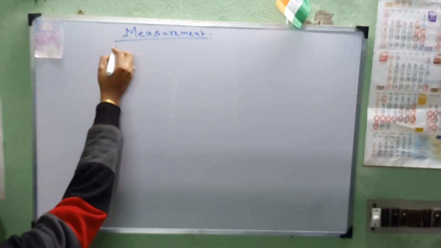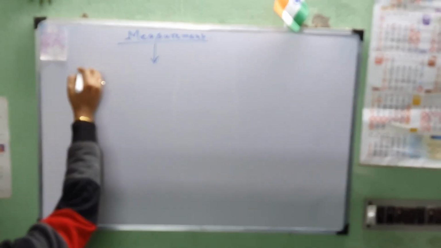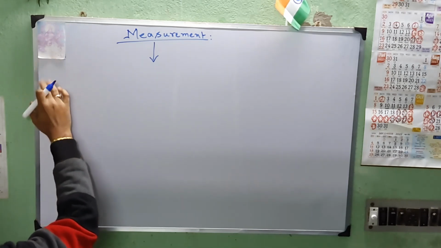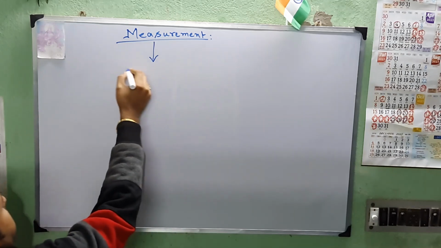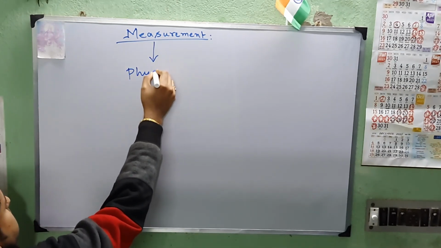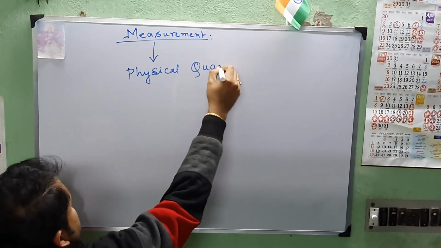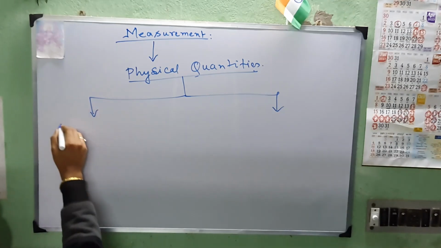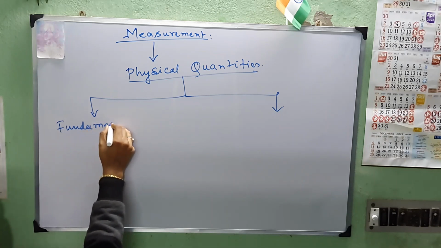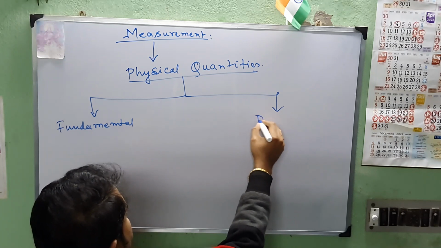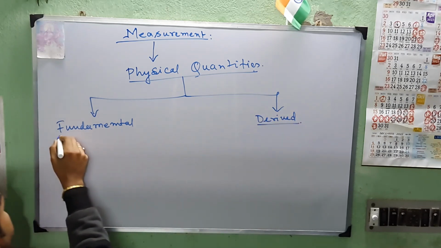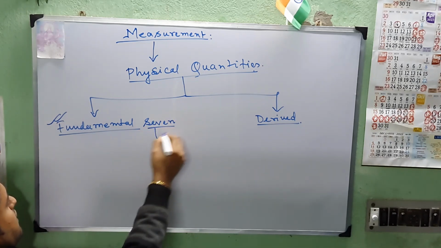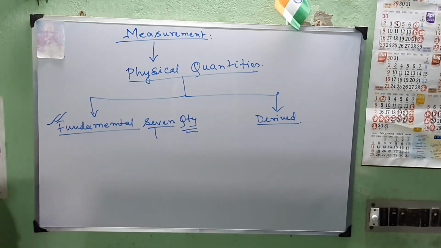So in measurement there are 2 types of quantities. Mainly the physical quantities are of 2 types: one, fundamental, and the other, derived. These consist of 7 quantities. What are they?